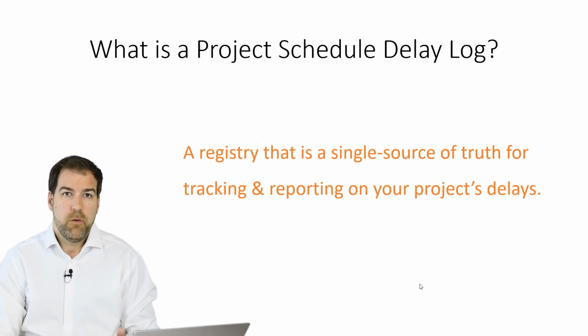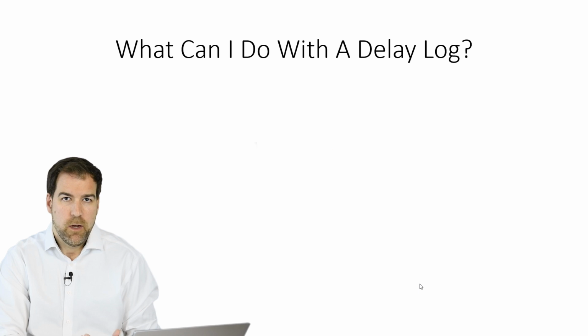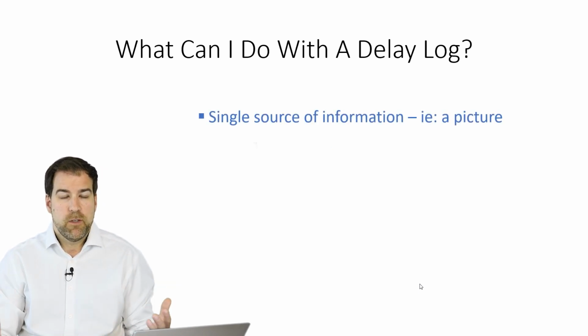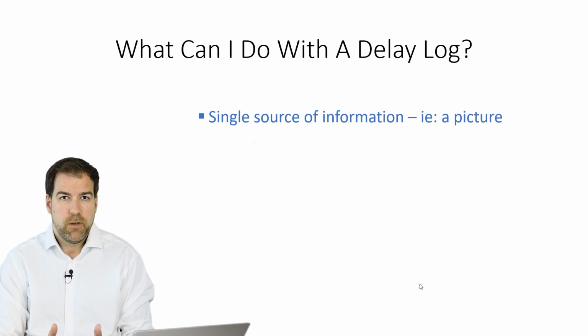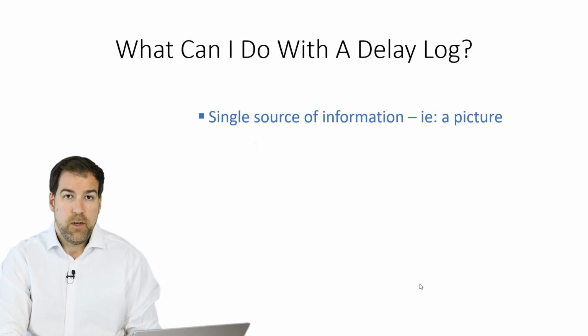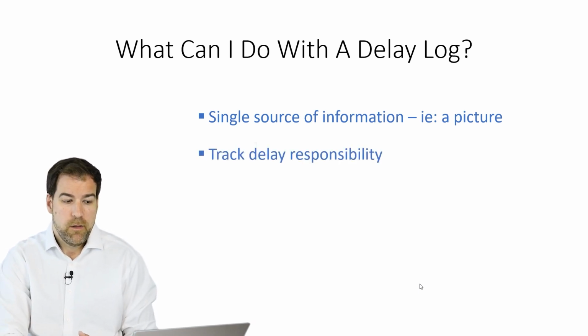So it seems simple, but most of us start projects without a scheduled delay log, and that can be trouble. So what can I do with a scheduled delay log? Well, I'm going to talk about a couple things. One, it becomes a single source of information, like I mentioned. And to me, it's almost like a one page picture. If I want to go and figure out all of the delays that have happened on this project and the total duration related to them, they're there in my registry, in my log.